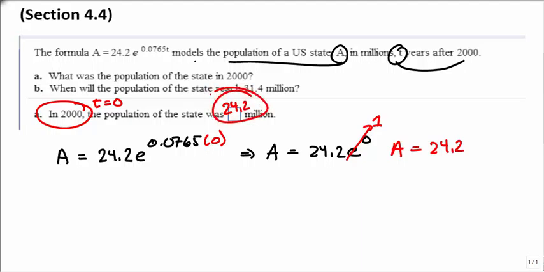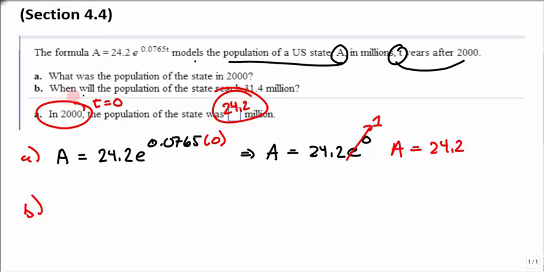so my initial population here in the year 2000 is 24.2 million. The important thing to do here is, when you are looking at the values, make sure you understand which value represents which variable. In this case, t stood for the number of years since the year 2000, and A stands for the actual population. Now, this was part A. Let's go ahead and look at part B as well.